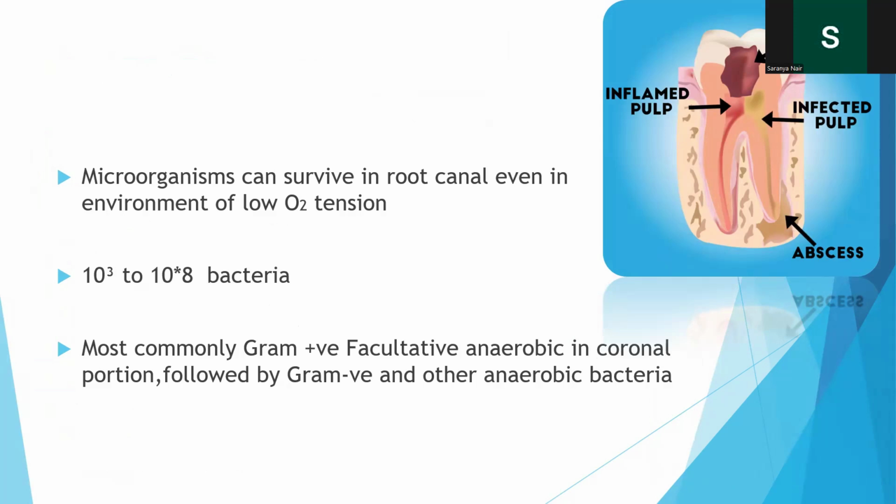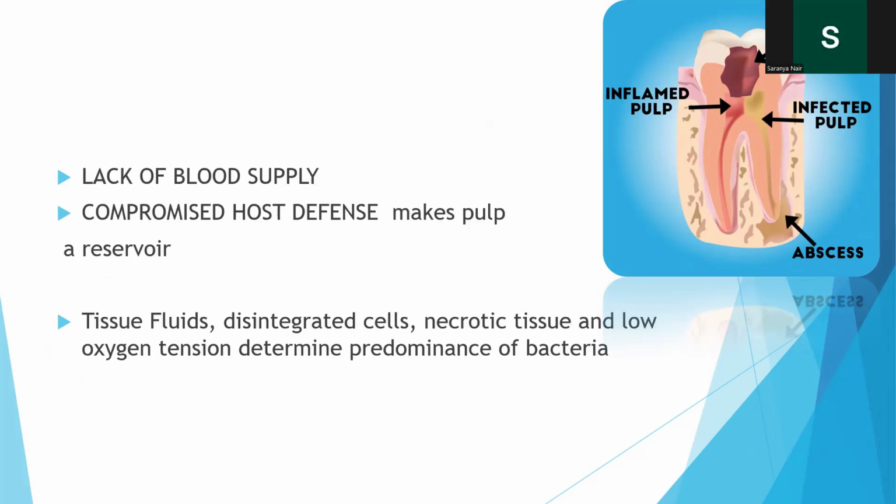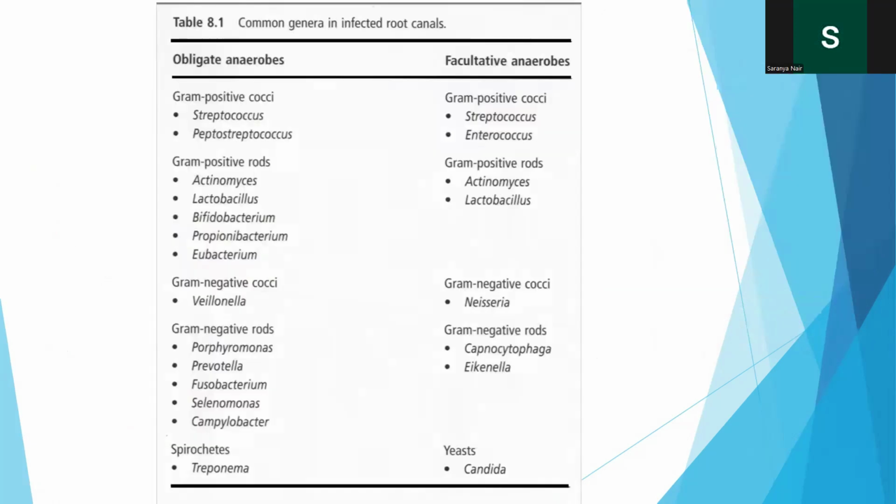Most commonly, gram-positive facultative anaerobic bacteria are found in the coronal portion, followed by the gram-negative and other anaerobic bacteria. Due to the lack of blood supply and compromised host defense, the pulp becomes a reservoir for infection. The tissue fluids, disintegrated cells, necrotic tissues, and low oxygen tension determine the predominance of bacteria in the pulp chamber. The common genera of the infected root canals are mainly the obligate anaerobes and the facultative anaerobes.